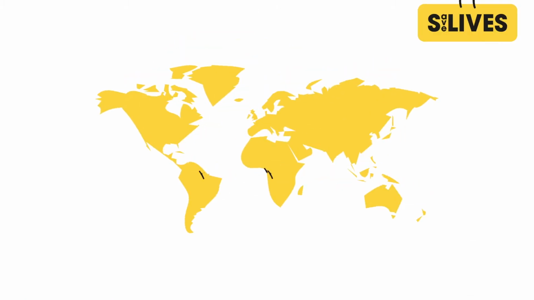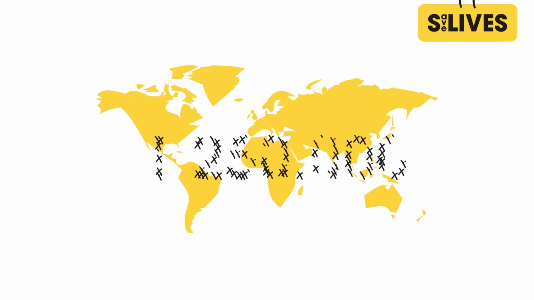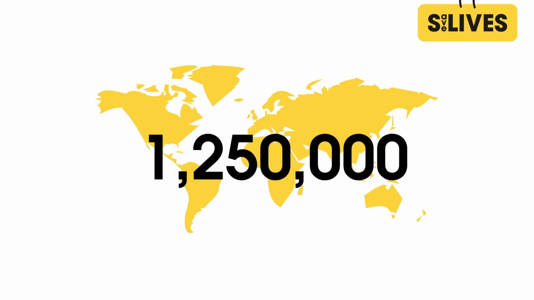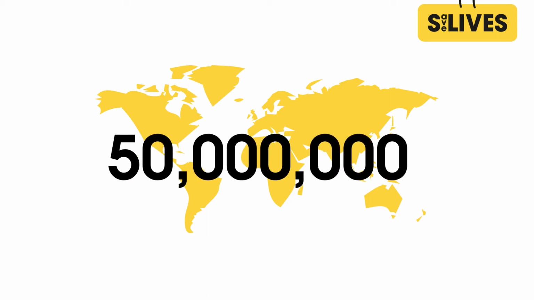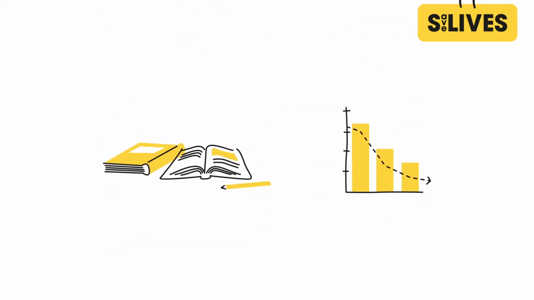Every year around the world, over 1.25 million people die because of road traffic crashes and millions more are injured. But we know that road traffic deaths and injuries can be prevented.